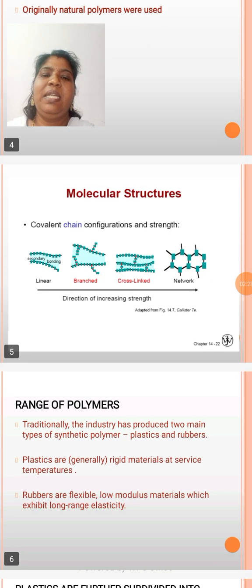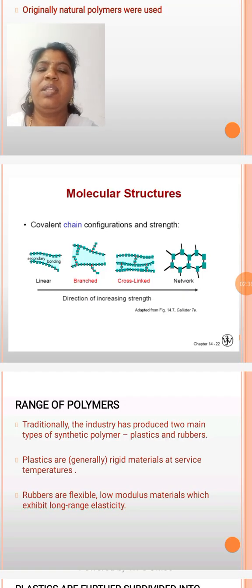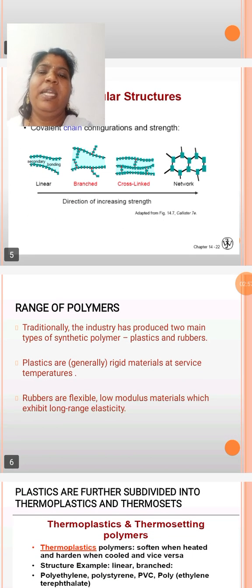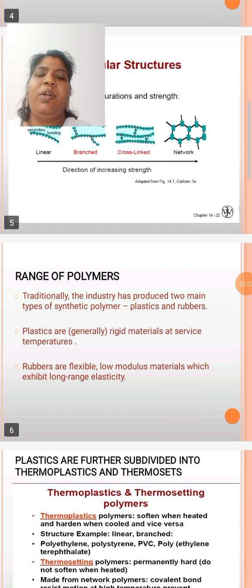If you consider a linear polymer, it will be a straight linear structure; branched means you will have some side chains; cross-linked means each chain will be joined together with a cross-link network; and then finally you have the network polymer. So in all these polymers, the strength increases from linear to network structure. The strength, rigidity and toughness of the polymer everything will increase when you move from left to right. Linear, branched, cross-linked, network: in this order, the strength of the polymer increases.